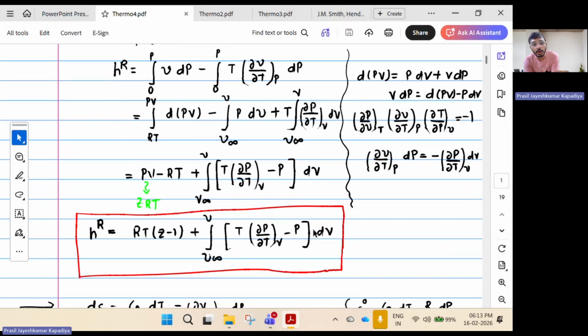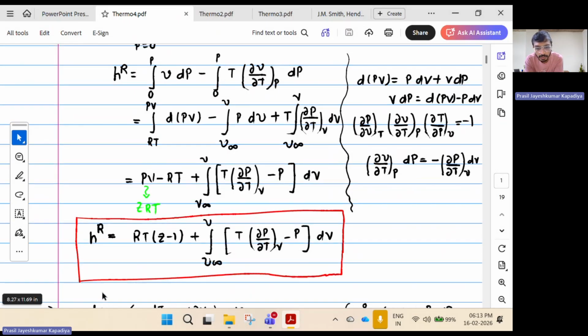For any gas, Z, the compressibility factor, is defined as Z equal to PV by RT. So my PV will be equal to ZRT. So RT is common: Z minus 1 plus this equation. So this is the residual enthalpy we can calculate.